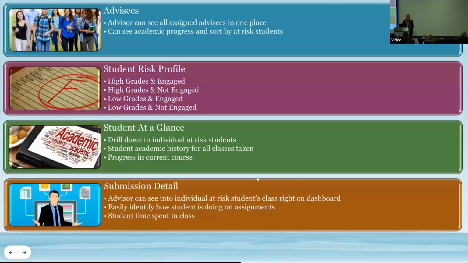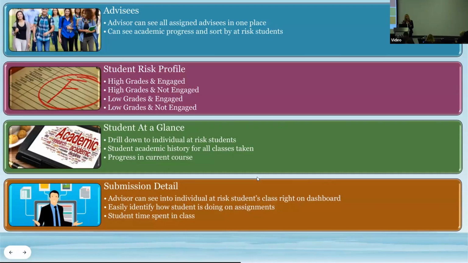So I'm going to talk a little bit about the advisor dashboards, because again, our advisors are my full-time faculty. It's their other duty. And so I have over 400 online faculty, and they're assigned between 10 to 20 advisees at the most, because we want to make sure they don't have 100 that they're advising, because how can they build that rapport? So the advisor can see all the advisees in one place. So let's say 15 of their advisees, they log into their dashboard, they see all their advisees. They can see academic progress and sort by at-risk students.